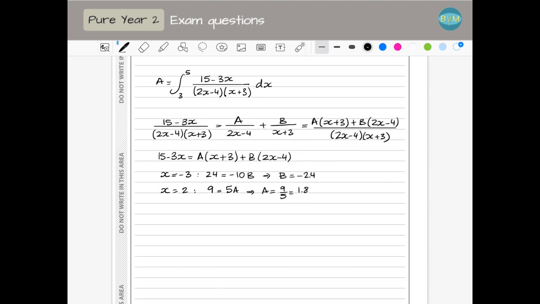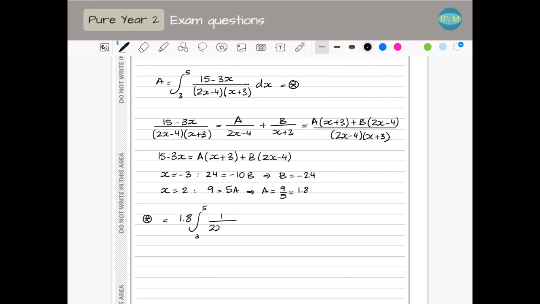That means that we can write this integral. So if we come back to this one here, we can write that integral between 3 and 5 as this partial fraction. So a is 1.8. So I'm going to just separate both of them. So this integral is going to be 1.8, and I'm going to get the number outside.